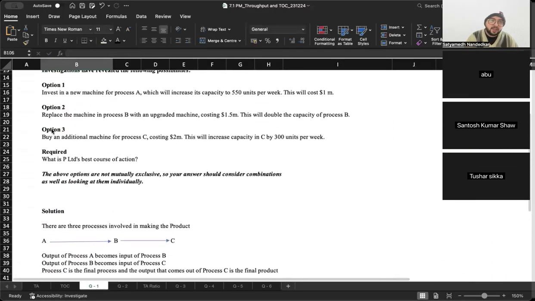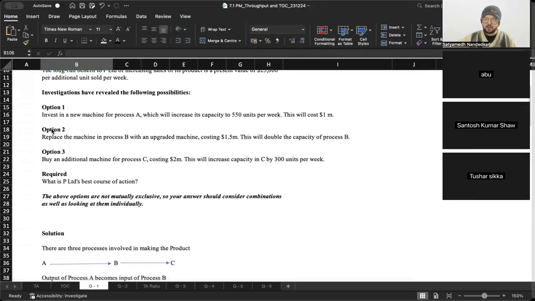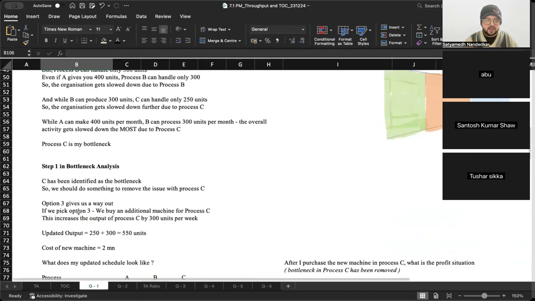Okay, I want you to read this line now. Look at option 3 you have tackled. Now you don't have to worry about option 3. Look at option 1 and option 2. Option 1 is to invest in a new machine for process A, but we don't want to do anything for process A. Our problem is process B. So we should look at option 2. Replace the machine in process B with an upgraded machine costing 1.5 million. This will double the capacity of process B.